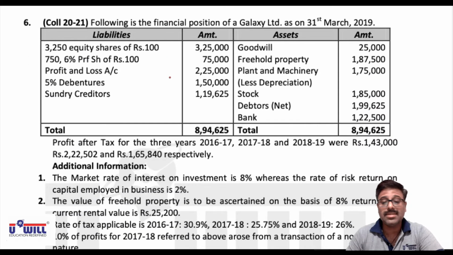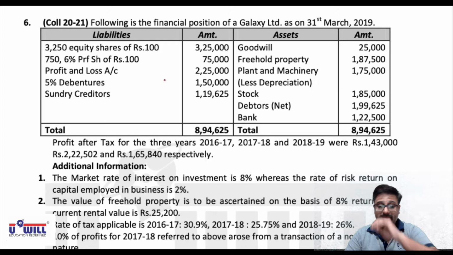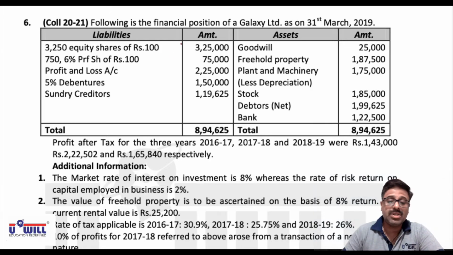Question 6 is a complicated one where we have to find average future maintainable profits and also capital employed. So it's a full-fledged question, mark it as an important question. If you look at question number 6, the following is the financial position of Galaxy Limited as on 31st March 2019.